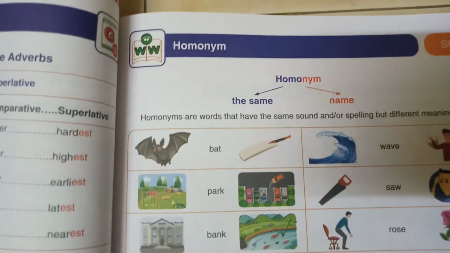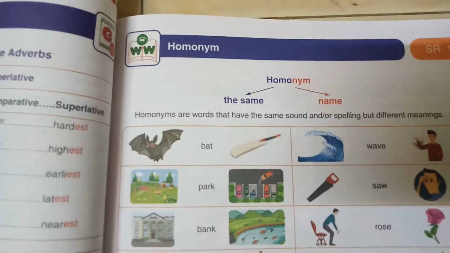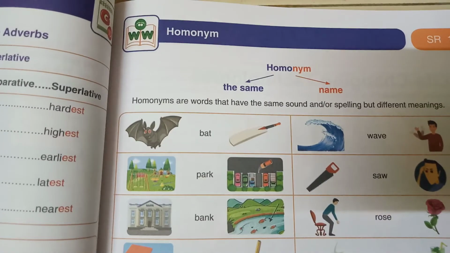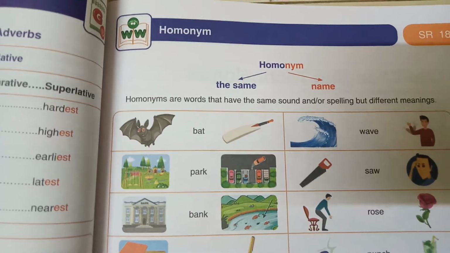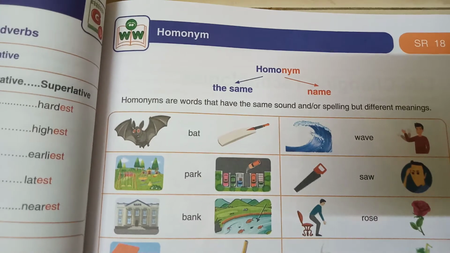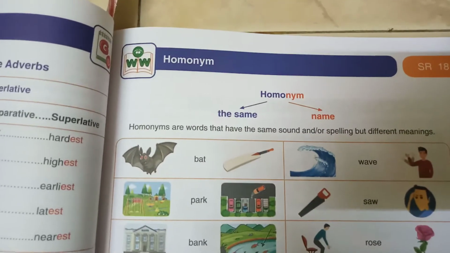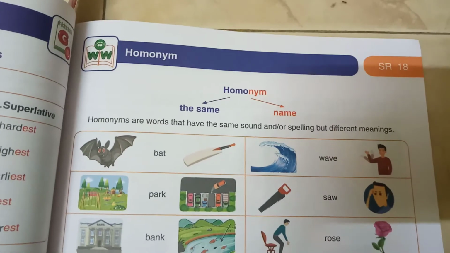Again we will just go through homonyms. What I told you, homonyms are sounds. Nym is sound and homo means same. But what happens? The meaning is different. Here you have homonym, you have the same sound and same spelling also, but different meaning.